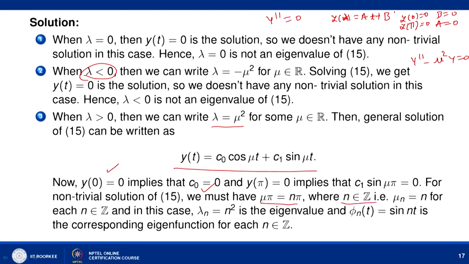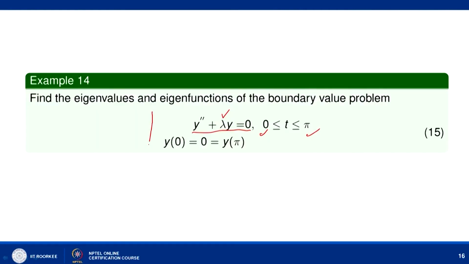So, it means that calling that mu as n, we say that for each n belonging to Z, we have a solution, that is sin of n t, right, and in this case we say that our lambda n, which is mu square, that is n square, is the eigenvalue. So, n square is the eigenvalue and the corresponding solution is sin of n t. So, here your eigenvalues are what? Every integer value gives an eigenvalue, and the corresponding eigenfunction is given as sin of n t. So, here we are able to find out eigenvalues and eigenfunctions of a given Sturm-Liouville boundary value problem.